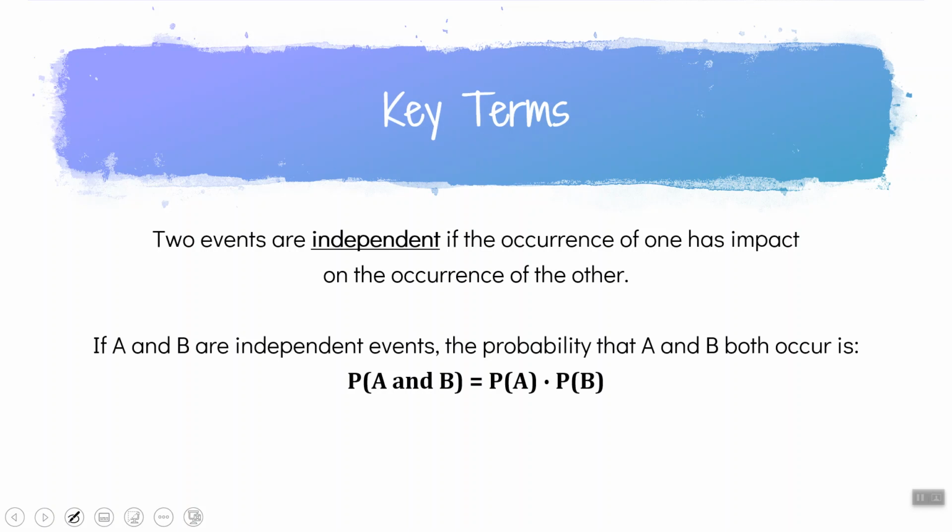So if we want to find the probability of two independent events, the probability of rolling a heads and then another heads, that would just be the probability of the first, 1/2, times the probability of a second, 1/2.